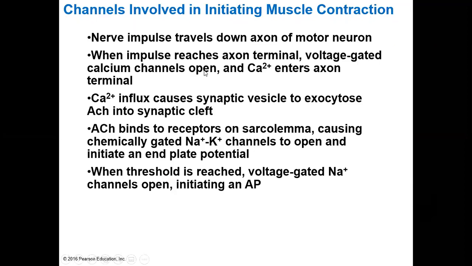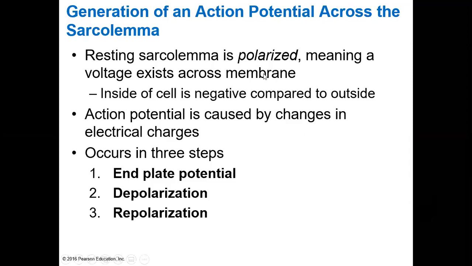So that nerve impulse, the whole point of it, is to depolarize a sarcolemma, so the plasma membrane of the muscle cell. When it's at rest, it's polarized, which means that it has a negative and positive charge across the membrane like it's supposed to. The inside of the cell is negative compared to outside because of all those sodium ions that we have pumped to the outside of the cell.